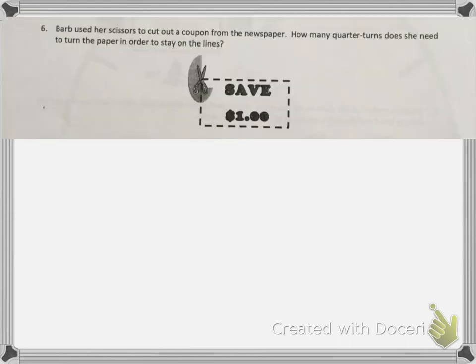All right, let's look at Barb. Barb is using scissors to cut the coupon from the newspaper. How many quarter turns does it take for her to stay on the line? All right, so we're going to start where her scissors are. Her scissors are right here. She's going to have to turn to keep on the dotted line. That's 1 quarter turn. Just cut, cut, cut. Oop, got to turn. There's another quarter turn. Remember, quarter turns are 90 degrees.